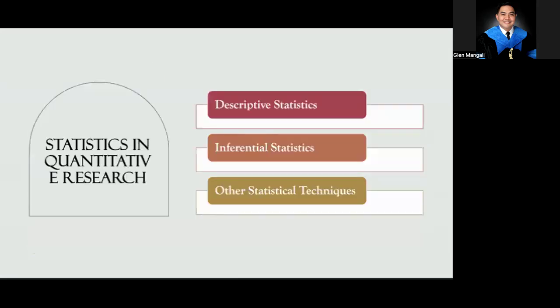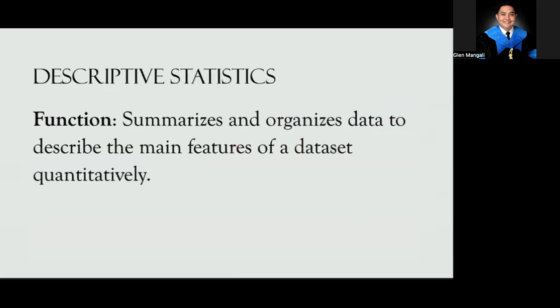So what are the three common statistics that can be used in quantitative research? Well, the first one is called descriptive statistics, inferential statistics, and other statistical methods. For this session, we will focus our attention on descriptive statistics. So what is descriptive statistics and what is the function of descriptive statistics? Descriptive statistics summarizes and organizes data to describe the main features of a data set quantitatively.